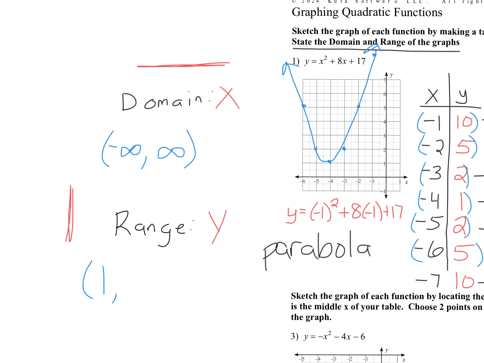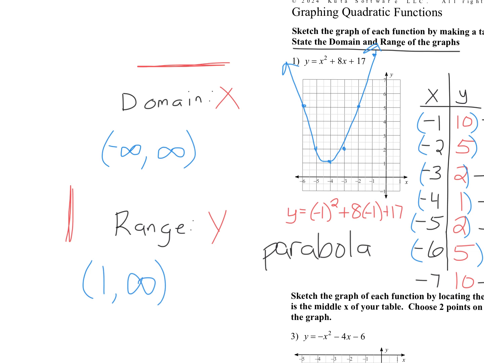Does everyone understand how I got 1? Yes. Okay, so 1 is my lowest. What's my highest Y value? Infinity. It's going to keep going up higher and higher and higher. So our range would be 1 to infinity. So the only definite spot that we have for our domain and range is where it changes directions. That's our only definite value. That's where we got our 1.